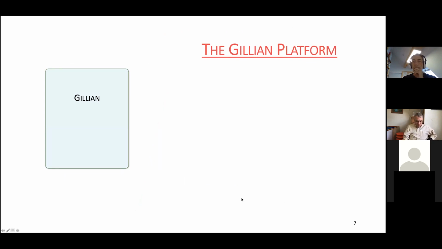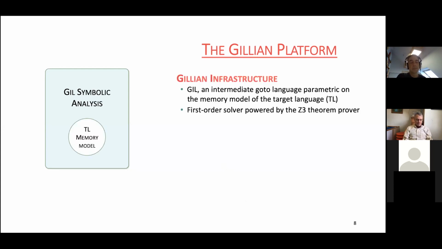So we're working with Gillian. Gillian is this platform. We call it a platform because it is meant to be for many languages. Its infrastructure is based on an intermediate goto language we're calling GIL, for General Intermediate Language. And then Gillian comes from GIL.